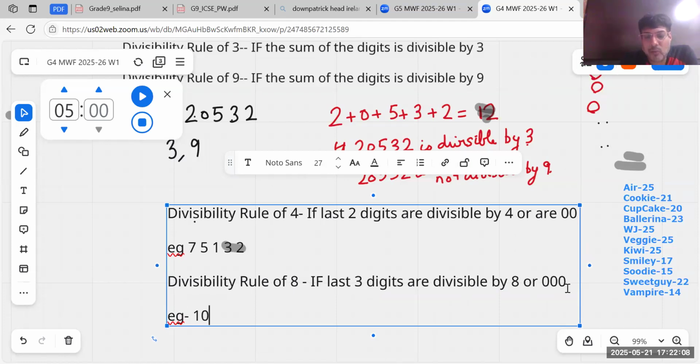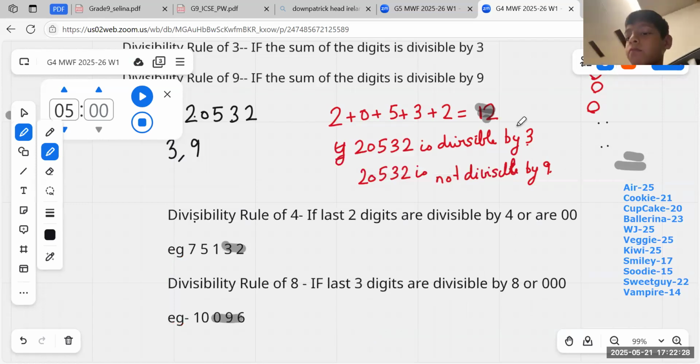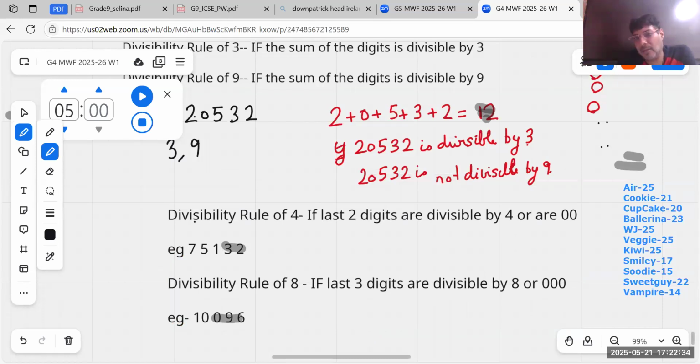Just understand now. For example, 10,096. Now guys, look at the last 3 digits. Is 96 divisible by 8 or not? Yes, it is. 8 tens are 80, 8 elevens are 88, 8 twelves are 96. So therefore 10,096 is also divisible by 8.